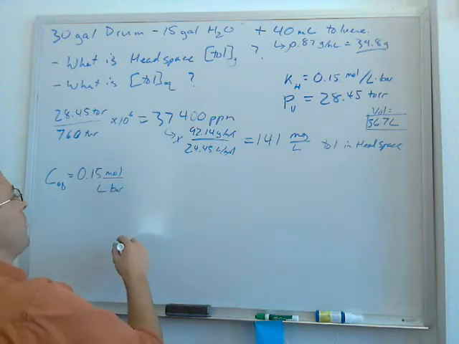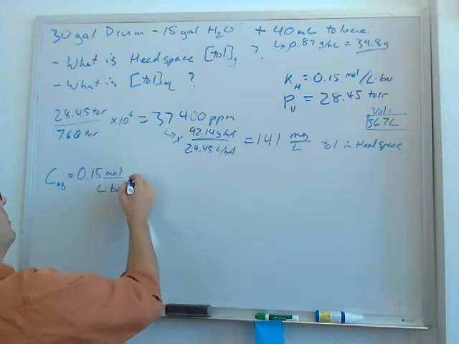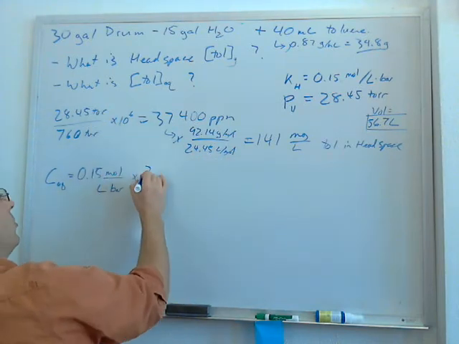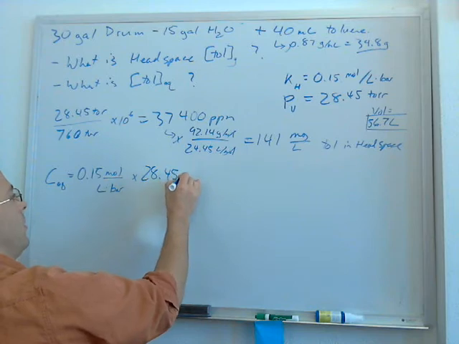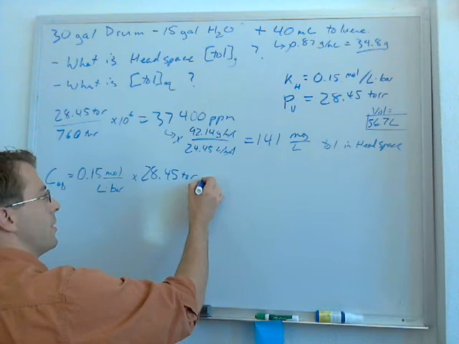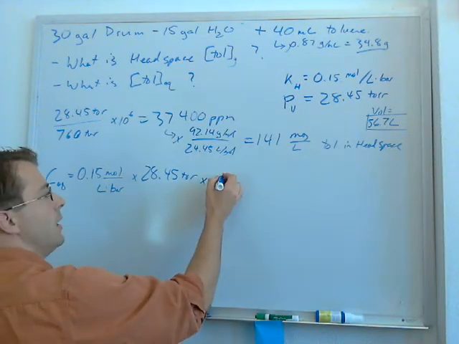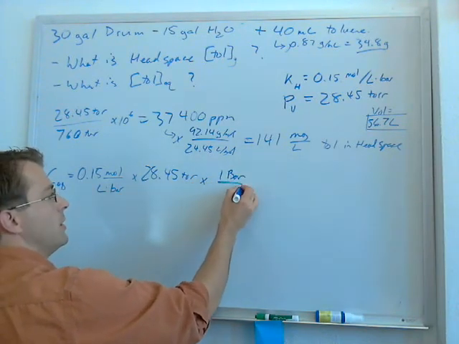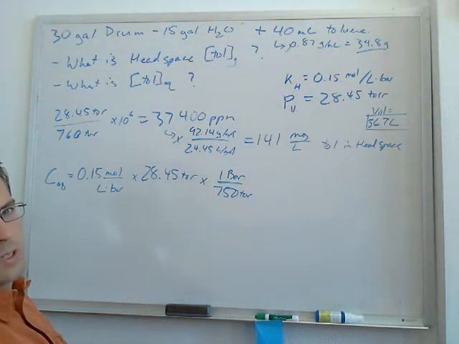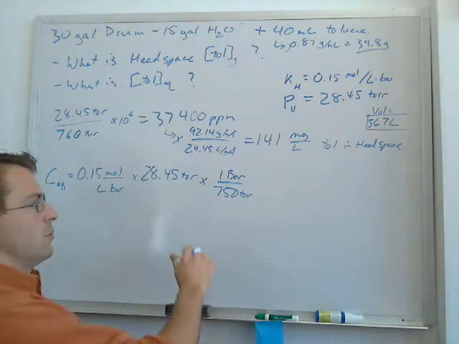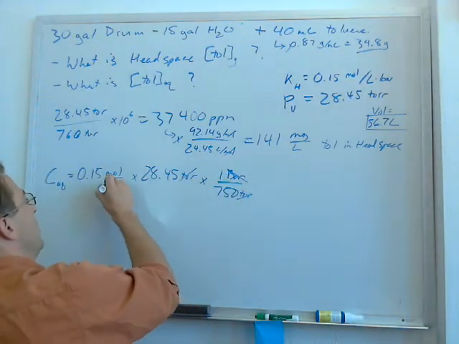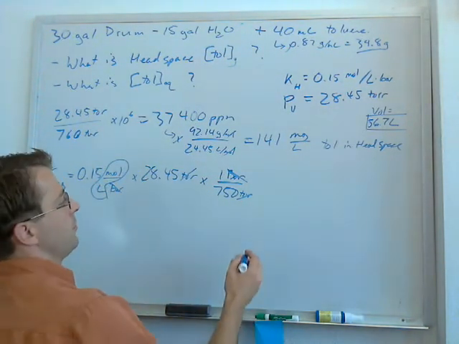So 0.15 moles per liter bar multiplied by our pressure, 28.45 torr. Of course, torr don't cancel bar, so we have to convert our torr into bar, and 1 bar is equal to 750 torr, 750.066. So 750 is close enough. Our torrs cancel, our bars cancel. We're left with moles per liter.